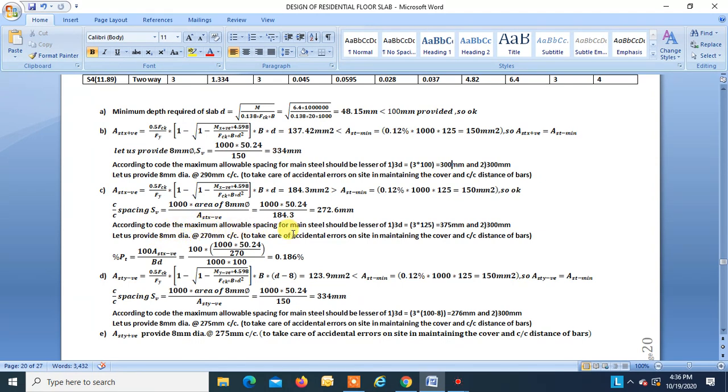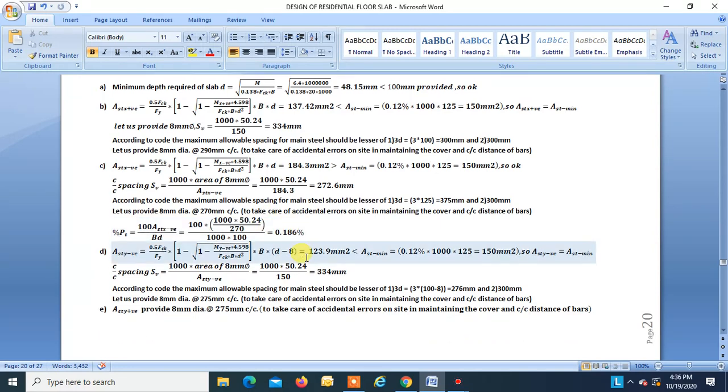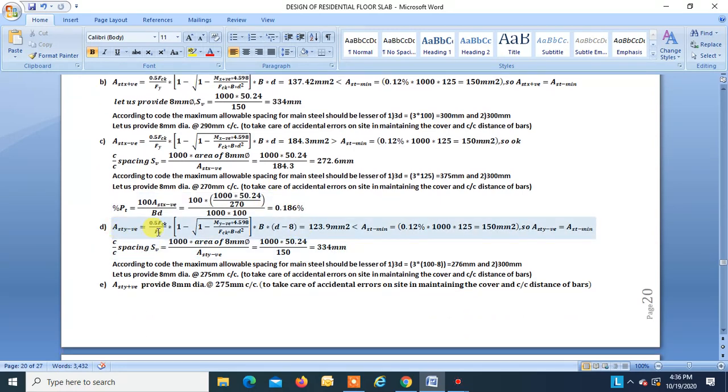So PT for ASTX negative, that is steel at the support along the shorter span, is 0.186%. Now ASTY negative. Over here you have to take D minus 8. So this is 100 minus 8, that is equal to 123.9, which is less than AST minimum, that is 150. So take ASTY negative equal to AST minimum.